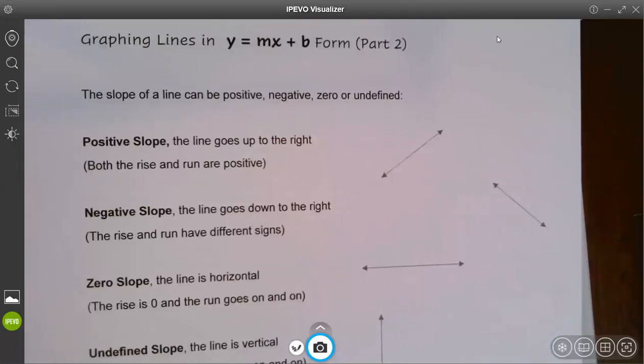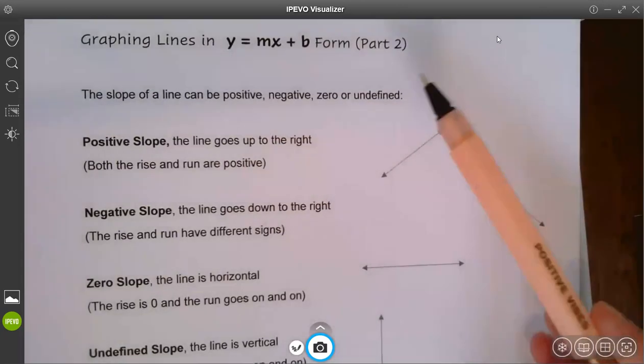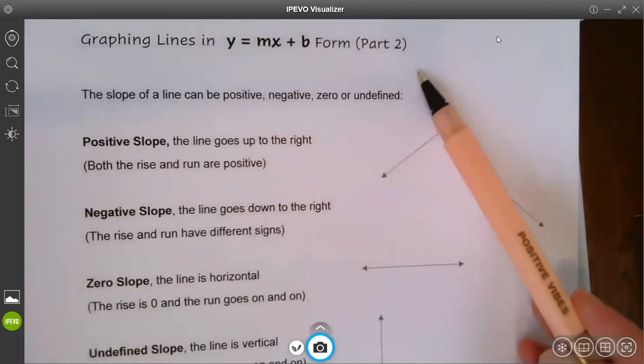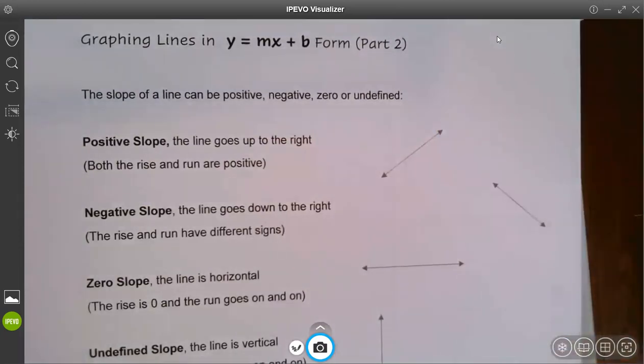Today we're going to continue graphing lines in the form y equals mx plus b. So this is just a reminder of the concepts that were covered last week, and then we will build on these concepts in our next lesson. Whenever we have a line in the form y equals mx plus b, we know that there's a shortcut to graphing. Before we get there, let's recap the fact that the slope of a line can be either positive, negative, zero, or undefined.